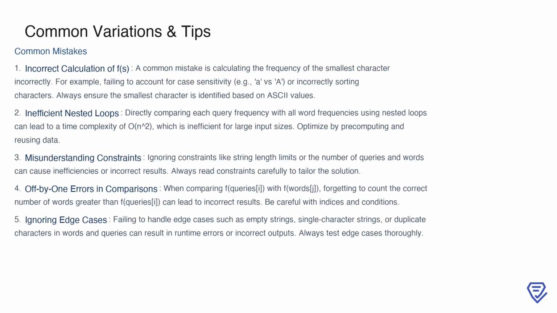When solving this problem, there are several common mistakes to watch out for. First, incorrectly calculating fs is a frequent issue. Remember, fs is the frequency of the smallest character in the string, and the smallest character must be determined based on ASCII values. For instance, 'a' and 'A' are not equivalent, so case sensitivity matters.